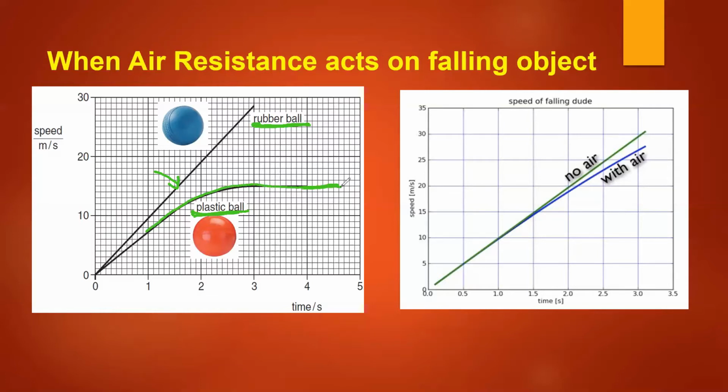So what can we conclude about the graph? When the graph is a straight line, we say there is no air resistance acting. But if the graph starts bending, that means the air resistance is acting on it. So whenever there is air resistance, our graph is not going to be a straight line. That's going to be a curved path.